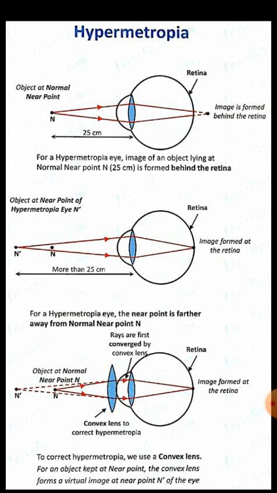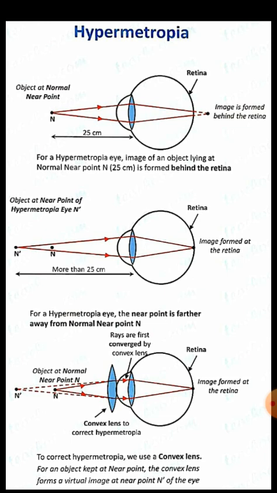So the rays coming from the near point of the normal eye will first be focused on the convex lens. This converges the light rays and forms a virtual image at the near point of the hypermetropic eye. Now the light rays appear to come from the near point of the hypermetropic eye and the image is formed on the retina.